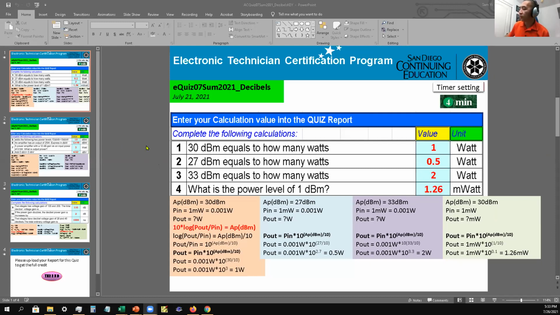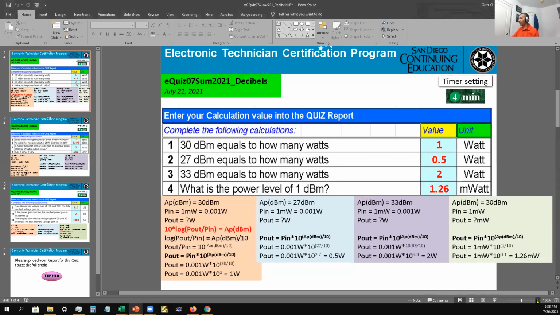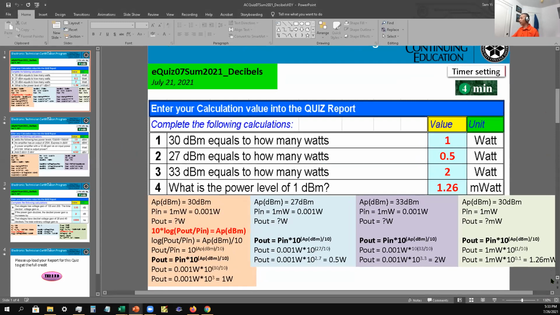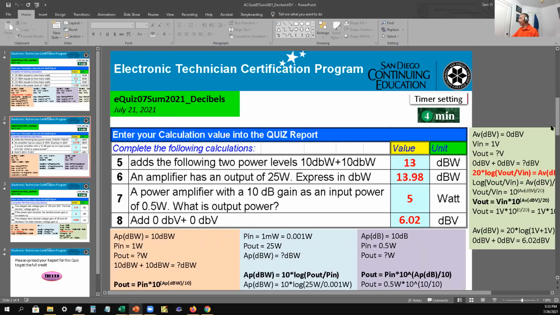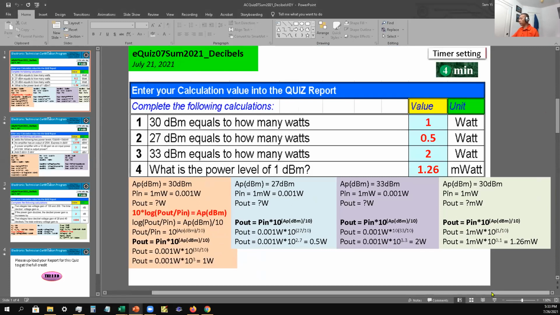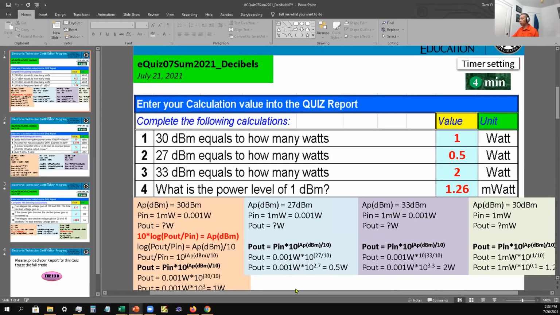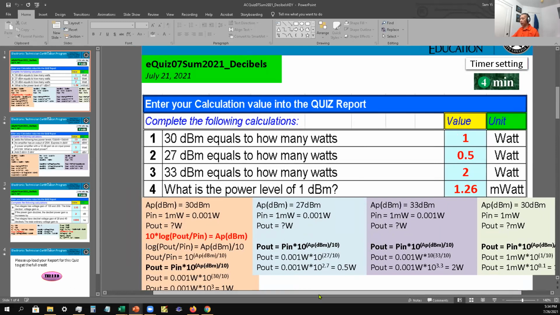Okay, so the first one here. This is the quiz 07 that was taken on July 21st. Can everyone see? Yes. Okay, thank you. Let me try to make this one a bit larger. Hopefully that's easier to see. Go to the next page. Okay, so we're going to be looking at that.